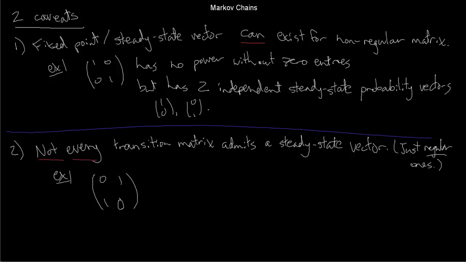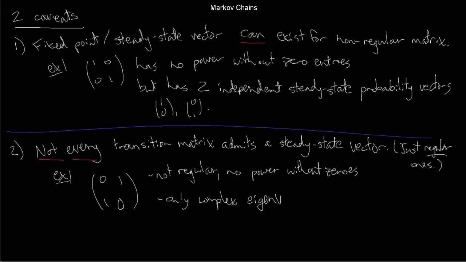So the easy example is this one: 0, 1, 1, 0. This thing is not regular. No power you take of it is ever going to have all positive entries. And even more, if you try to compute the eigenvalues, that won't be very hard. They are i and minus i. There's only complex eigenvalues. There's no steady-state vector, no one eigenspace, no fixed point, even though it's a Markov matrix.